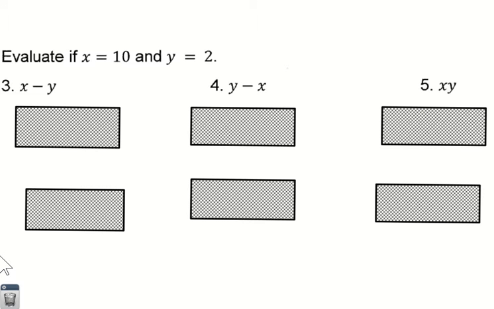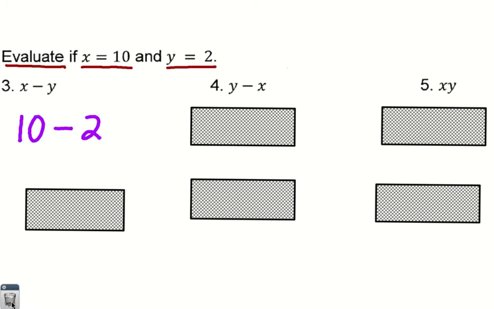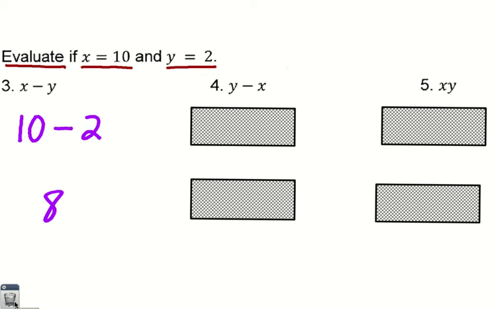In numbers 3, 4, and 5, you want to evaluate, which means come to like a final actual value. Good thing they're telling us that x is actually 10 and y is actually 2. So in order to do x minus y, you substitute the values in for x and y. And so x minus y becomes 10 minus 2, which last time I checked was 8.